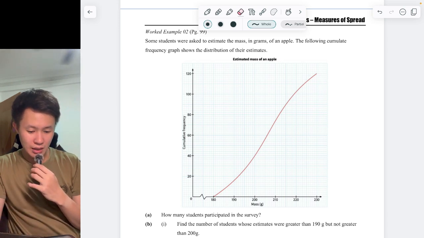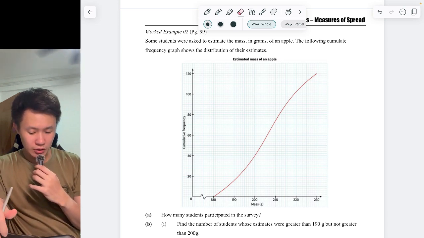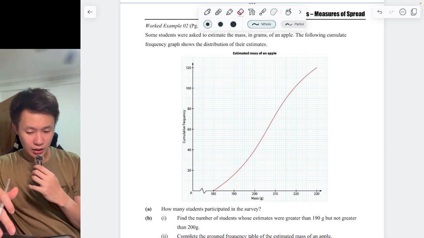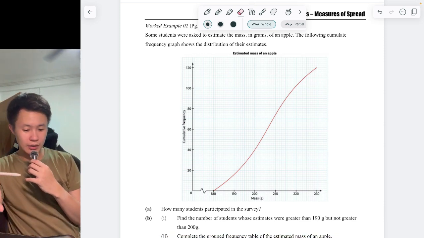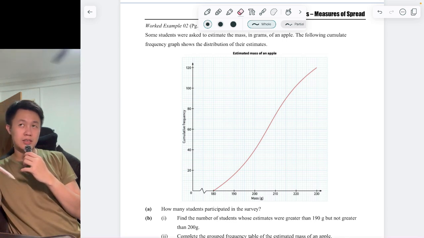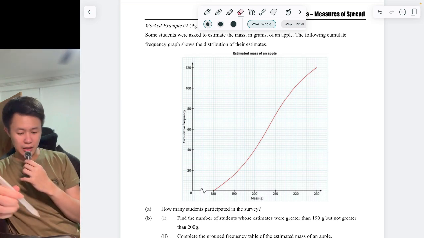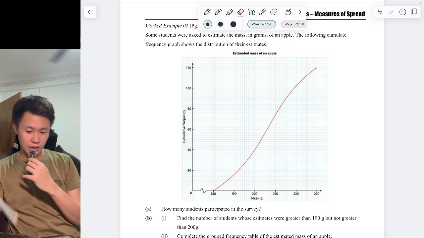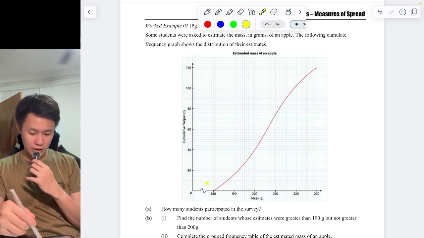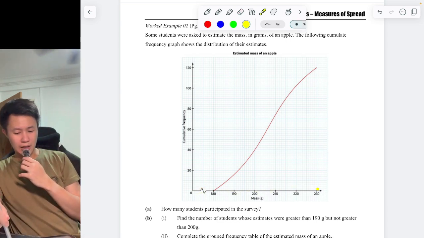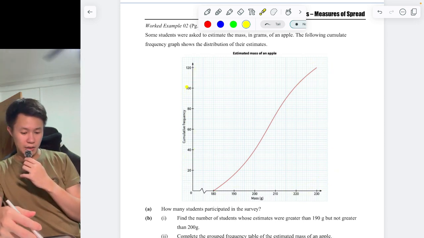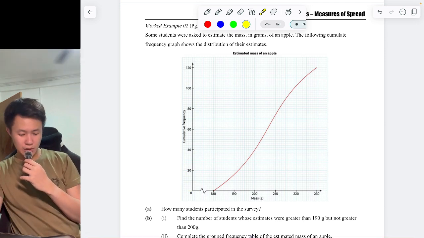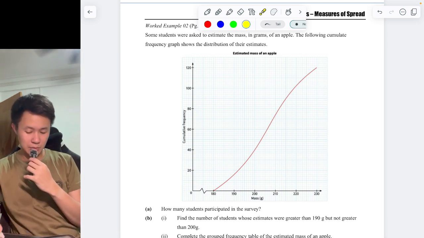So over here we see a graph where we're trying to estimate the mass of an apple in grams. If you look at the graph, this is actually like a distribution of their estimates. If you look at the horizontal axis, the horizontal axis represents the masses that we have for a total of 120 apples. So from here, we can actually deduce how many students participated in the survey.